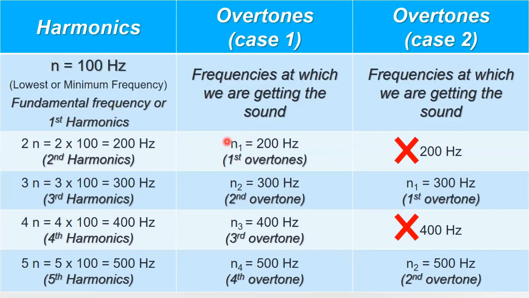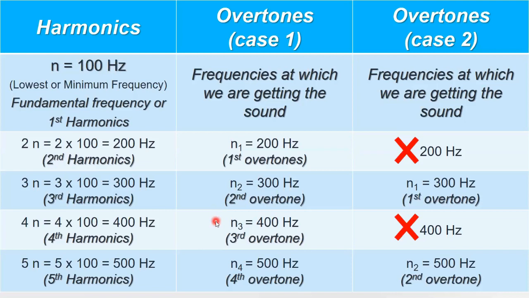And the next frequency in the given sound which we are getting is 200 Hertz. Then 200 Hertz is called the first overtone. But this 200 Hertz can be written as 2 into N. So it is your second harmonic and first overtone. The next sound we are getting is 300 Hertz. So 300 Hertz will be called the second overtone, but this 300 can be written as 3 into N. So it is called the third harmonic. So this is the frequency of the third harmonic or the frequency of the second overtone.